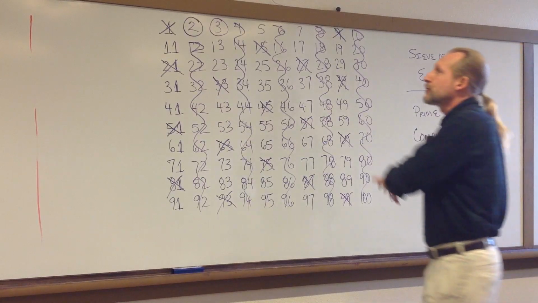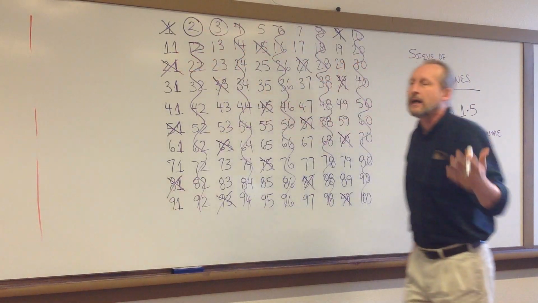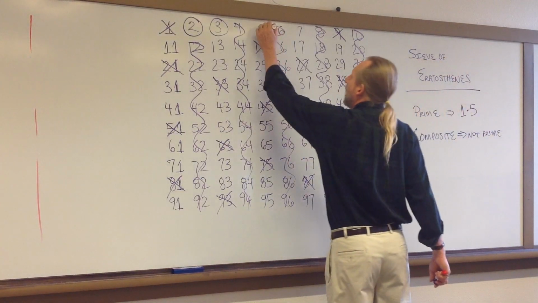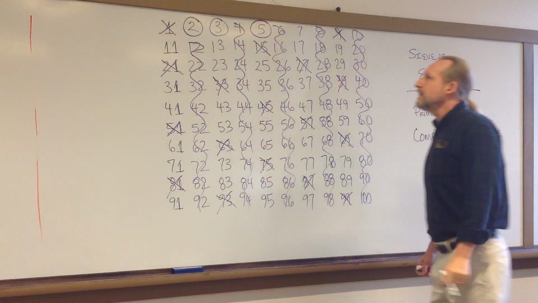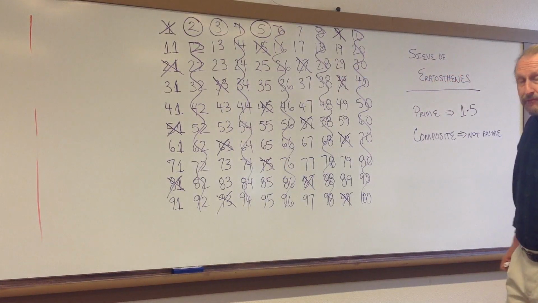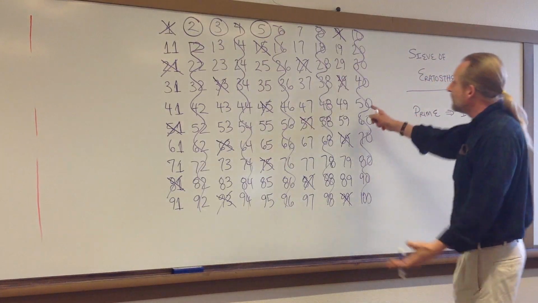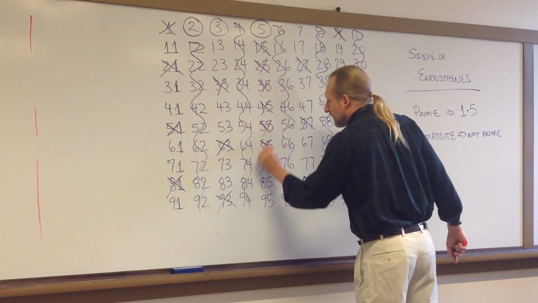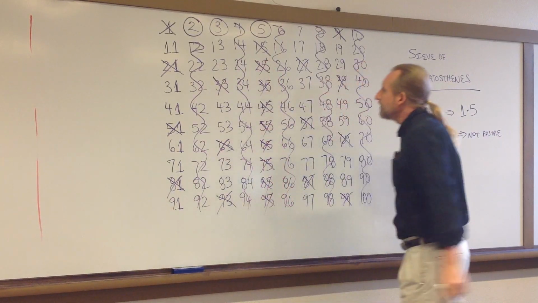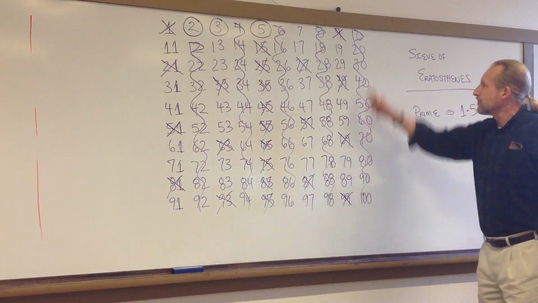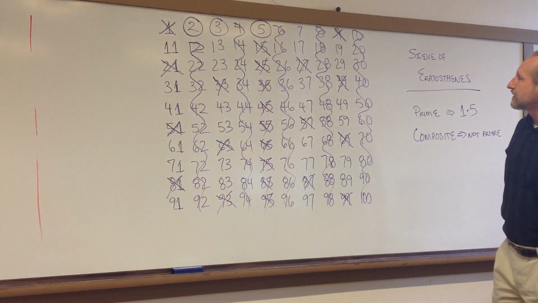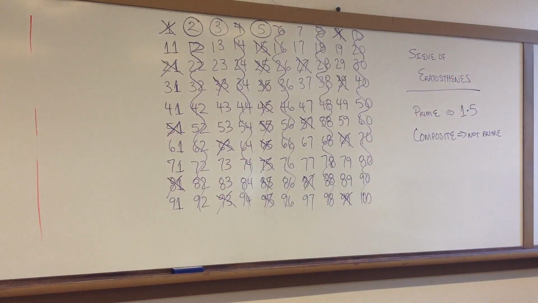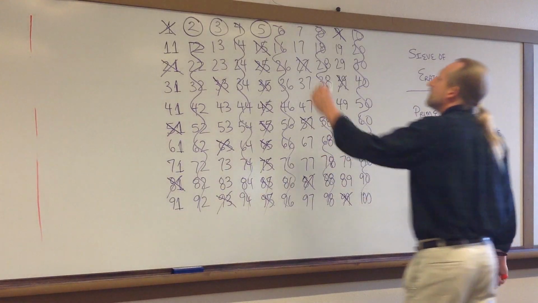The idea is that we want to circle all the prime numbers and cross out all the composite numbers. Okay, 5 is pretty easy, because every multiple of 5 ends in 0 or 5. So these are all composite numbers because they're all divisible by 5. And these are all composite numbers. We already crossed them out because they are multiples of 2 as well. All right, what's next? 7.